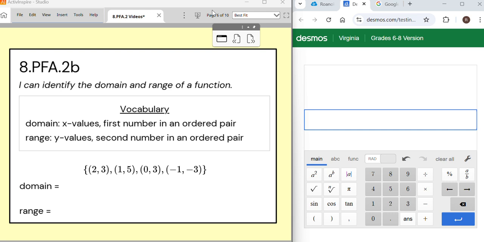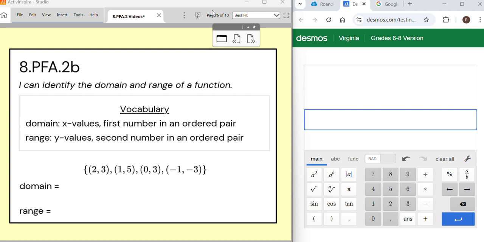I can identify the domain and range of a function. Vocabulary. Domain is your X values. It is the first number in an ordered pair. Your range are your Y values. They are the second number in an ordered pair.